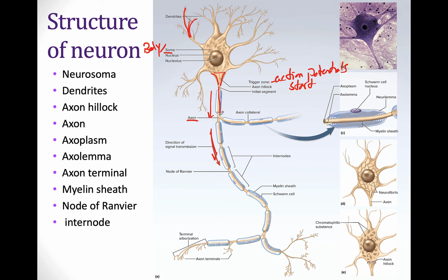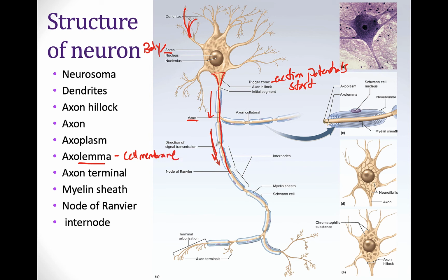So this is the long axon. And because these cells need to be adjacent, it makes sense for them to be very long so they can reach a far distance to the next cell. The axolemma is the cell membrane.